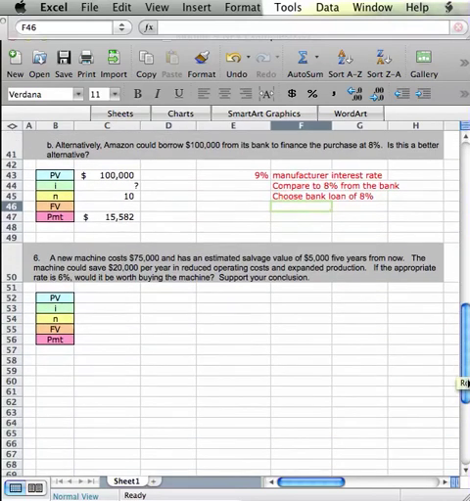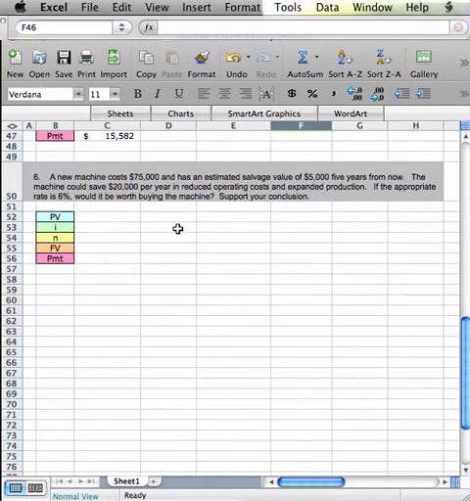Our last example relates to a new machine that costs $75,000. It has an estimated salvage value of $5,000 at the end of 5 years. So if we spent $75,000 today, we think that at the end of 5 years, the salvage value will be $5,000. If we buy this machine, it would save us $20,000 per year in reduced operating costs and expanded production. If the appropriate rate is 6%, would it be worth buying the machine?